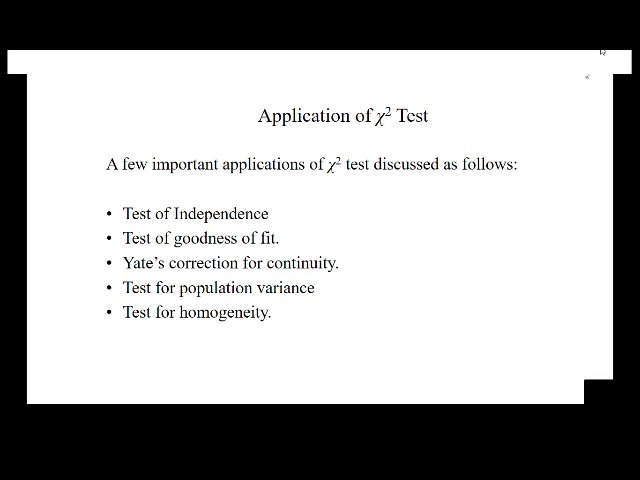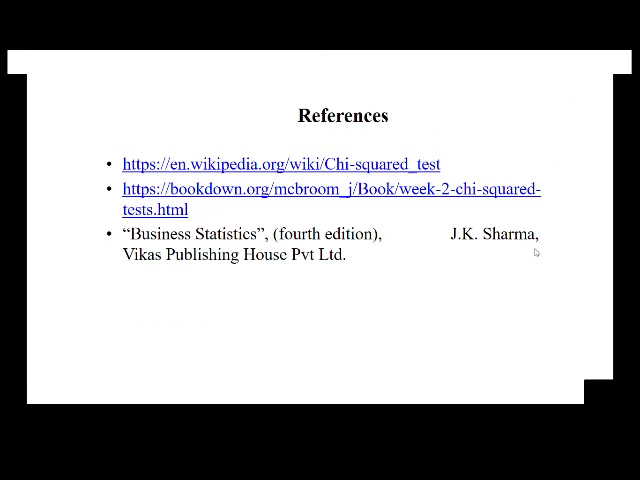Application of x square test, that is chi-square test. A few important applications of x square or chi-square test are discussed as follows: test of independence, test of goodness of fit, correction for continuity, test of population variances, and test of homogeneity. So this is about the first topic, the introduction of chi-square test.